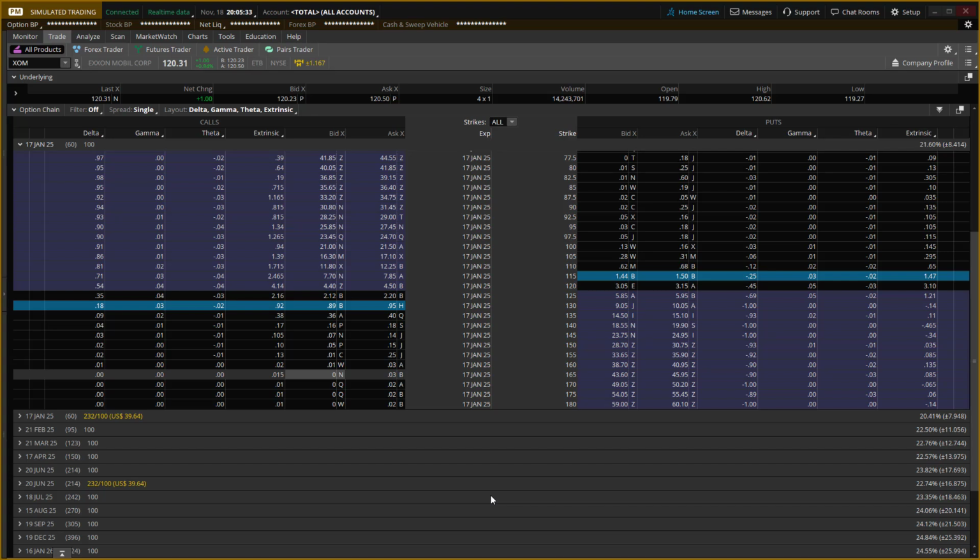People will ask me all the time, what's the best option strategy? The one that works for this setup is the best one. The one that fits you and works for this setup. Every option strategy has a purpose. None of them are better than the others. It's how you apply them to the trade and the risk reward scenario that you want to play out in the position.